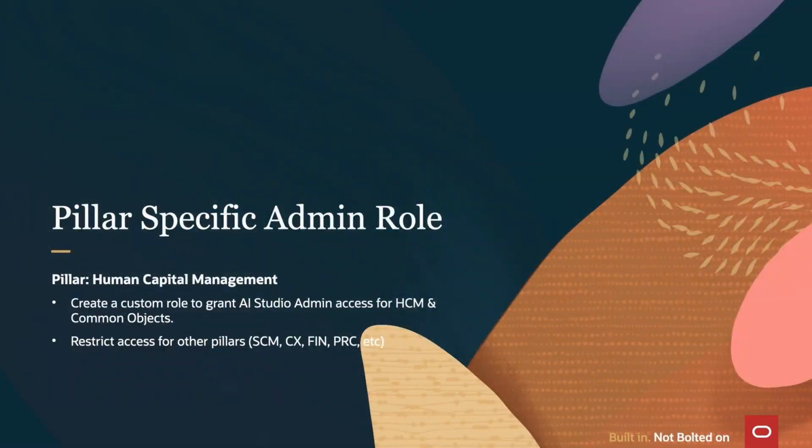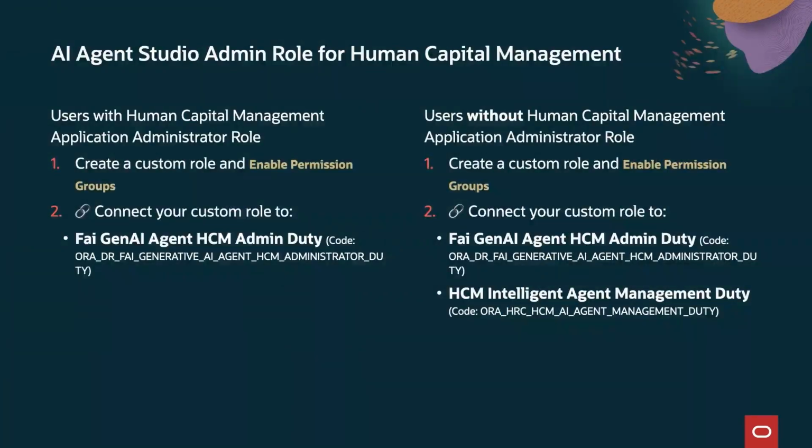Now let's talk about pillar-specific admin roles. So we'll start with HCM and I may take supply chain as an example and then we'll skip others. So keep it simple. We believe there are two types of use cases. You may already have a user and they happen to have the HCM, Human Capital Management Administrator role, that is a path, or you may have another set of users, they don't have the HCM Administrator role.